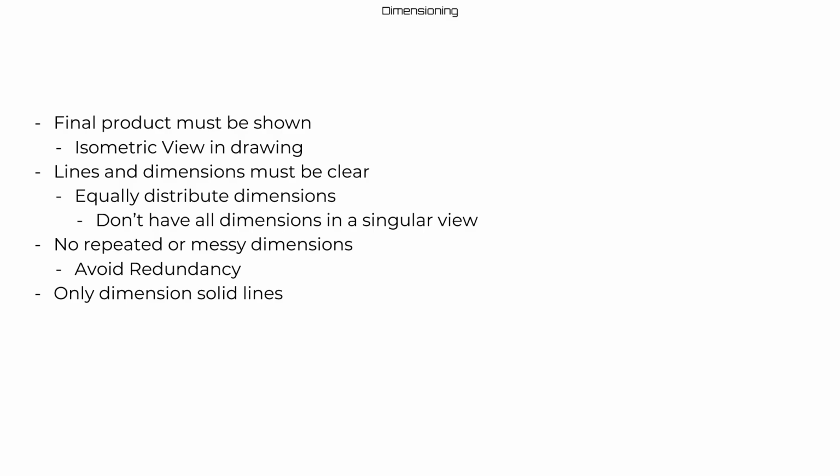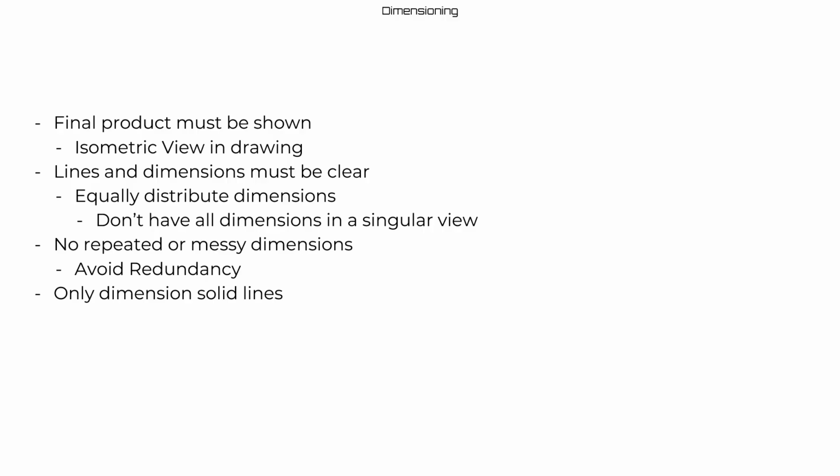So for dimensioning, there are some rules that you have to take into consideration. The final product must be shown. So your isometric view must be in your drawings. All lines and dimensions must be clear. So don't have a bunch of dimensions scattered around all over the place. You kind of have to want them in a strict order. Equally distribute your dimensions and don't have all your dimensions in a singular view.